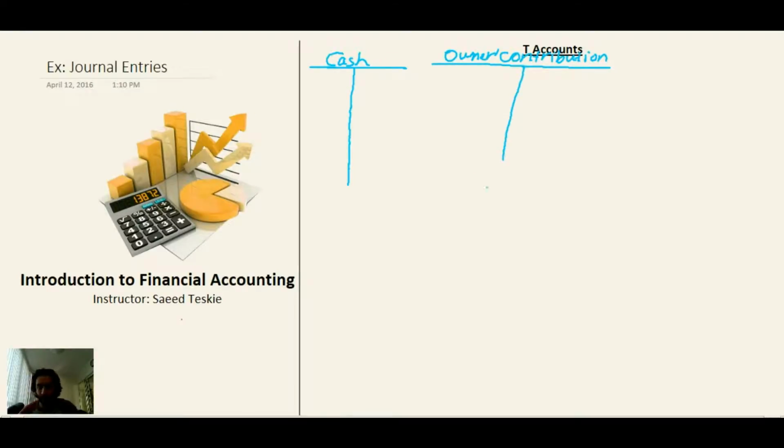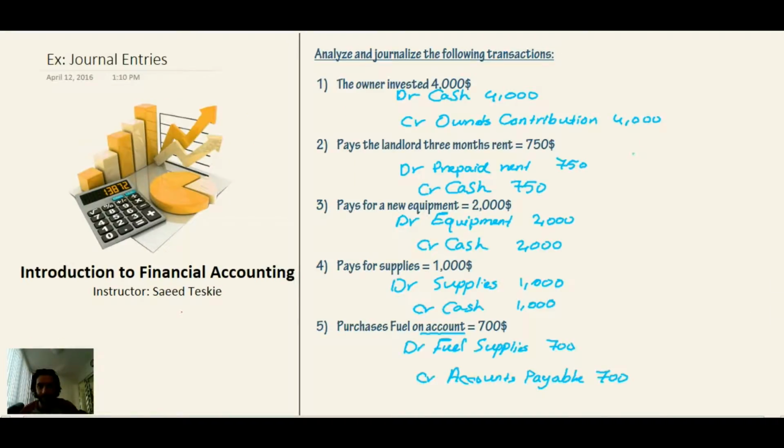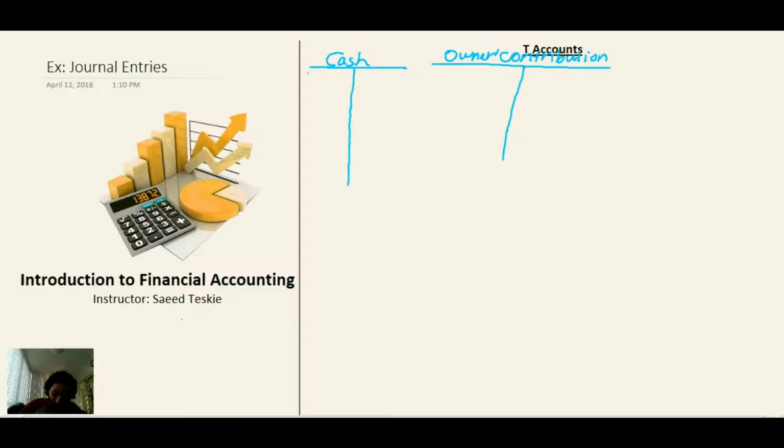Okay, so here we debited cash for 4,000 and credited owner's contribution for 4,000. So in number 1 we have 4,000 and here we have 4,000. Remember that the left side is the debit side and the right side is the credit side. Okay.